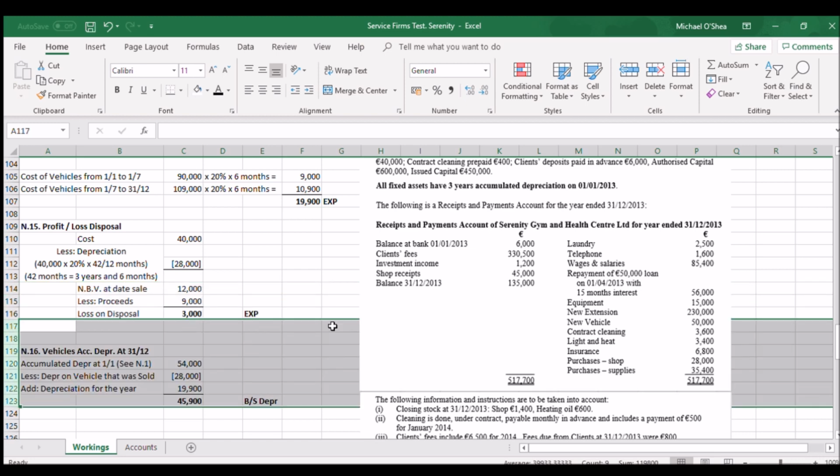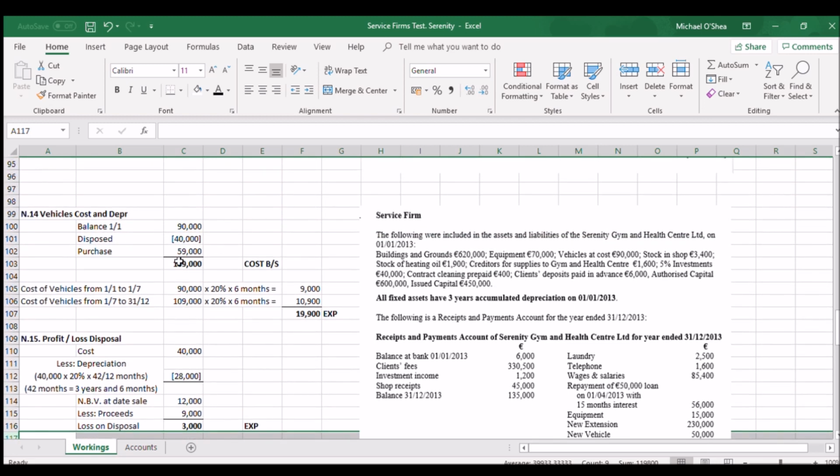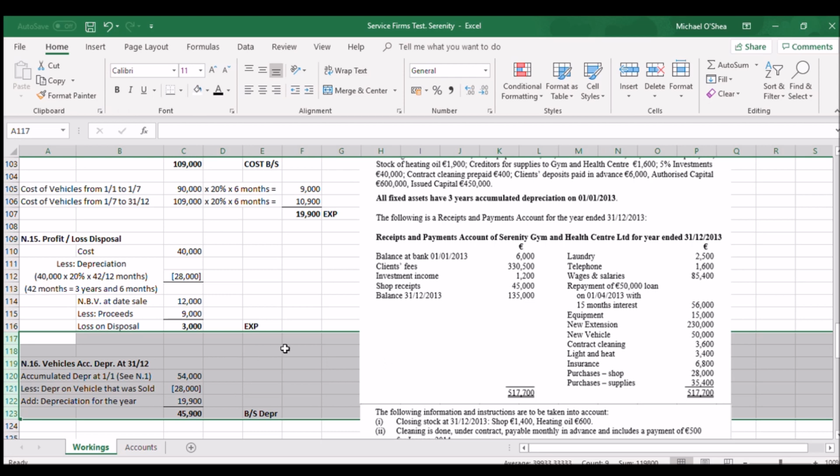The last thing I'm going to look at for my vehicles is going to be this figure here. What this is going to achieve is this is going to find us our balance sheet depreciation. Basically, we have our cost figure for our vehicles, which we've done up here. That's going to go into our balance sheet under cost. And we don't know the accumulated depreciation figure that's going to go in. The reason we don't know it is because we have had a disposal. So we've vehicles that we've sold and there was depreciation in that, and that's got to go.